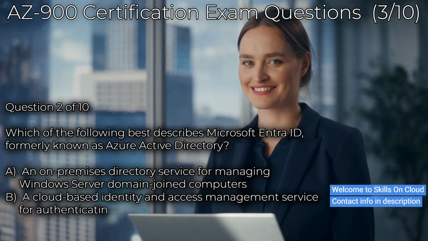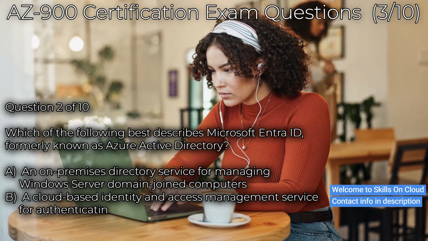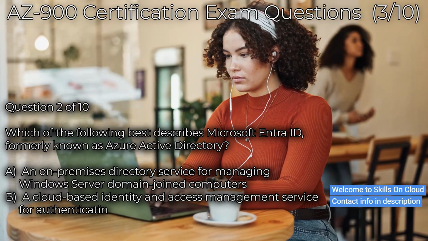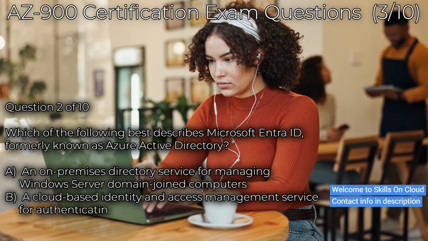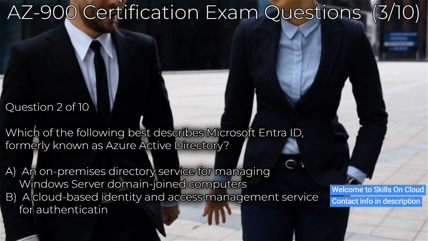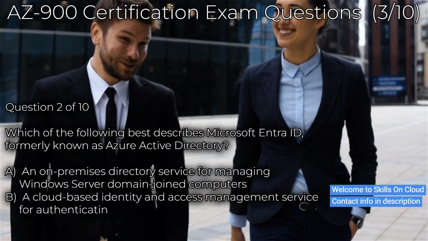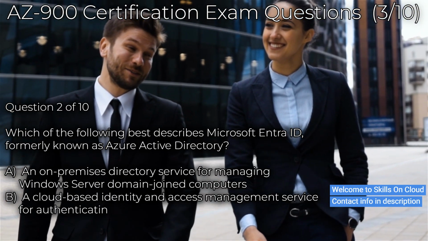Option A describes Active Directory Domain Services, which is a completely different product. ADDS is the traditional on-premises Windows Server directory service, while Entra ID is cloud-native. Option C describes Azure VPN Gateway or ExpressRoute, not an identity service. Option D partially describes RBAC, but RBAC is a feature that works on top of Entra ID, not a description of Entra ID itself.